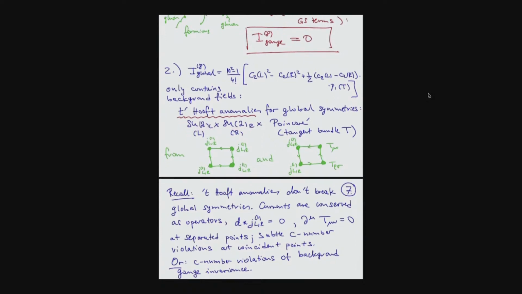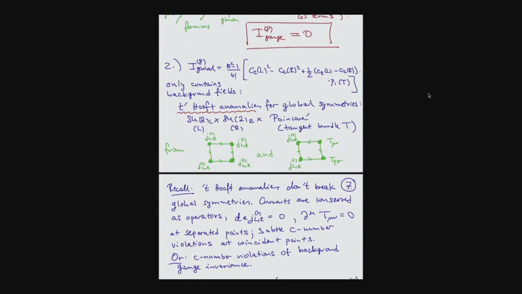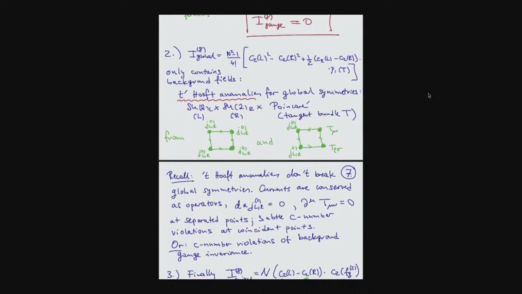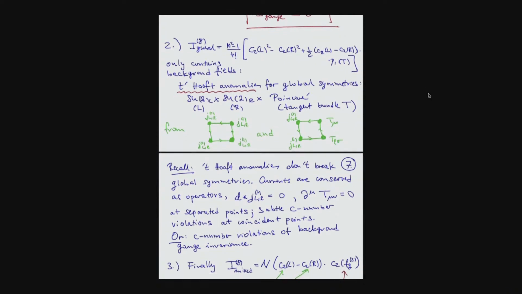And these non-vanishing anomaly diagrams tell you that there's some interesting anomalies associated to these global symmetries, but they don't break the global symmetries. Okay? The currents themselves are conserved as operators. If you study the conservation equation of the global symmetry currents inside correlation functions, you will not find any violations at separated points. This is important for a variety of reasons.